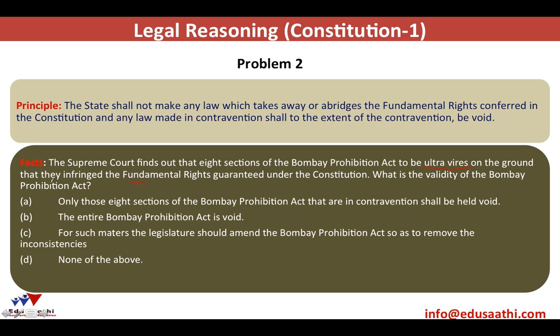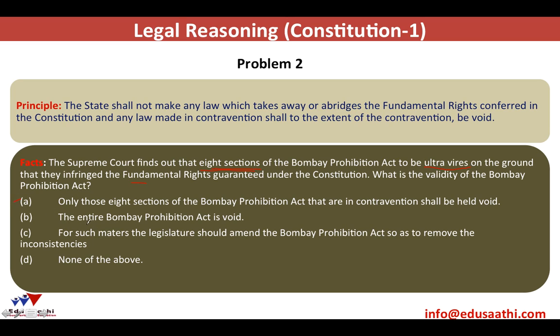So what is the validity of Bombay Prohibition Act? We discussed in the Article 13 that the law will be treated void to the extent of its inconsistency with the fundamental rights. So with regard to Bombay Prohibition Act, only 8 sections are not in consonance with fundamental rights. So the Bombay Prohibition Act would remain valid, and only 8 sections would be treated void. So let's take the options. What is the right option? Only those 8 sections of Bombay Prohibition Act that are in contravention shall be held void. So this is the right option.